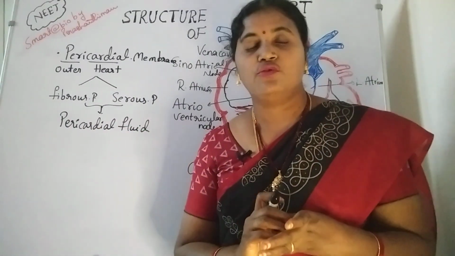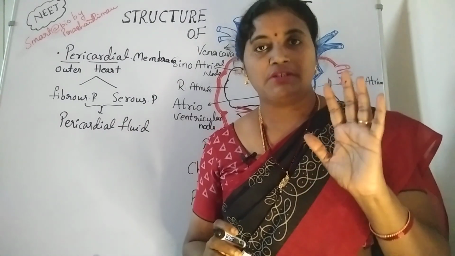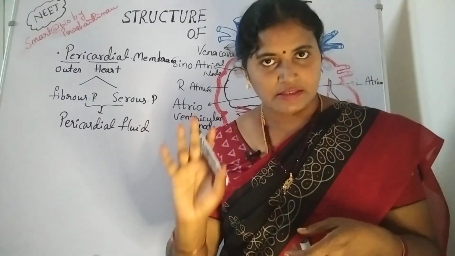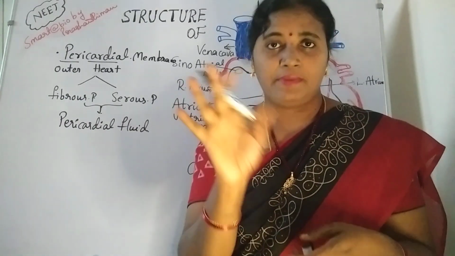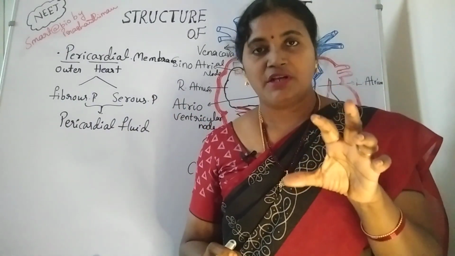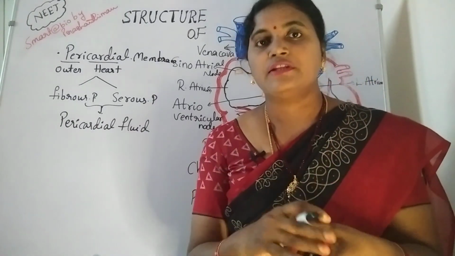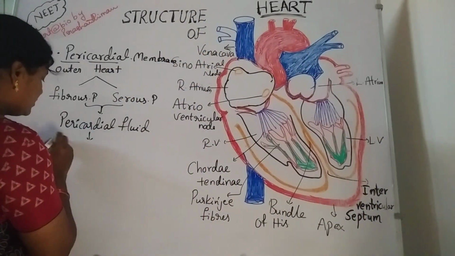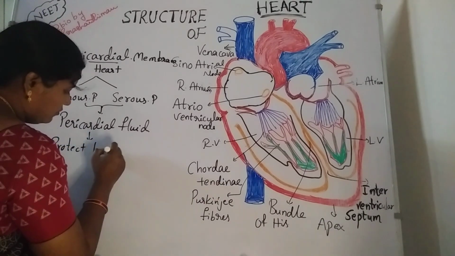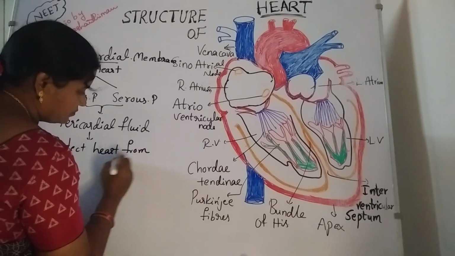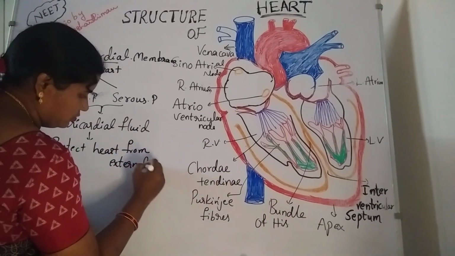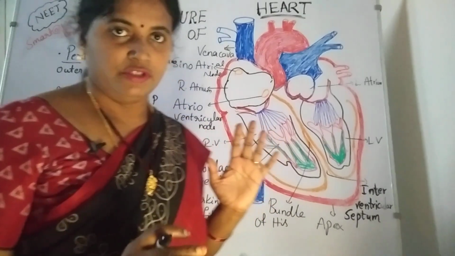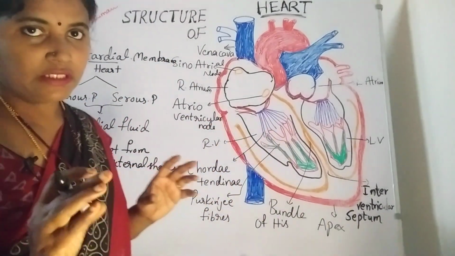What is the function of pericardial fluid? It is going to protect the heart from external shocks. In daily life we used to get external shocks from front or back, but those pressures are not applied to the heart. With the help of the pericardial fluid, it is going to protect the heart from external shocks. You will get a VSAQ, very short answer question, from this: what is the function of pericardial fluid? Pericardial fluid protects the heart from external shocks.